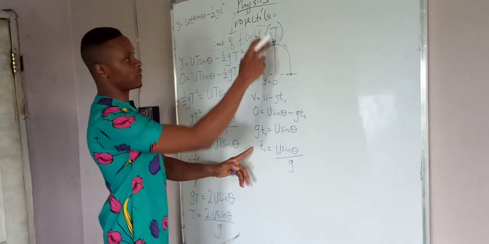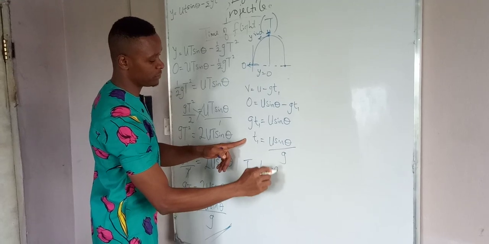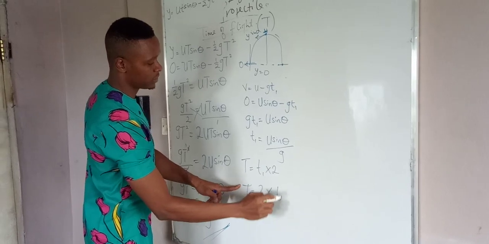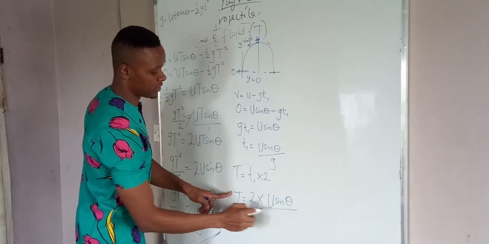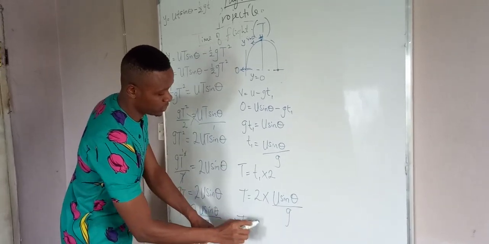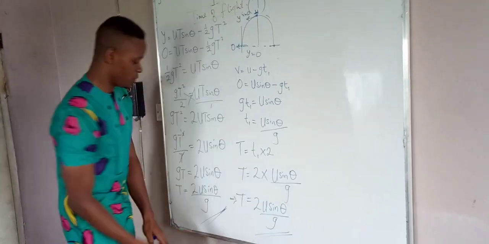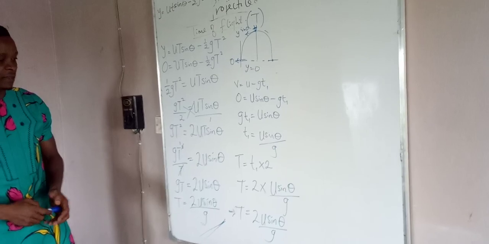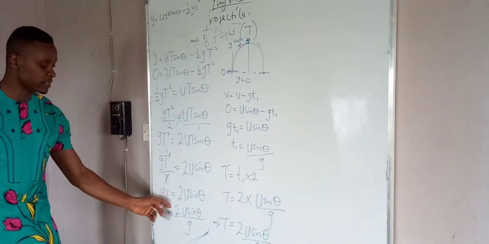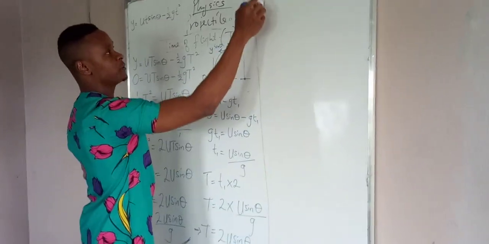If twice of this gives us our total time, that is, if t is equal to t1 times 2, then we'll have t equal to 2 times u sine theta over g. So we see that the two expressions are the same. This has given us an alternative way of getting this equation. The next one we get to solve now is for maximum height.